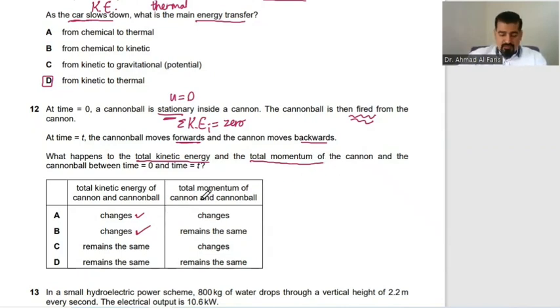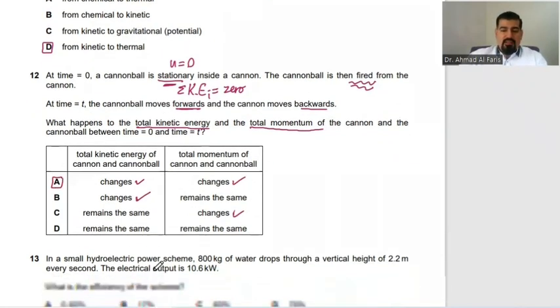The total momentum, because we know that momentum is conserved, the total momentum before and the total momentum after any explosion or any pushing or collision remains the same. So that means the answer is A.